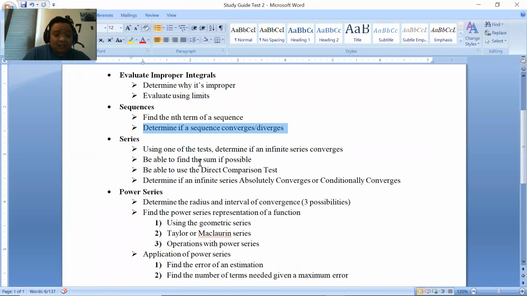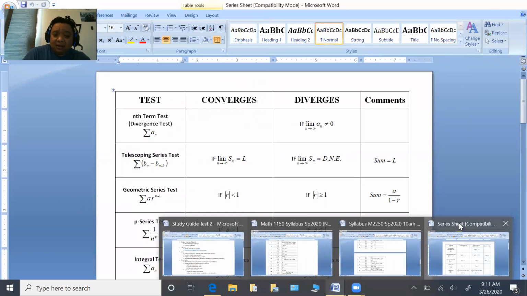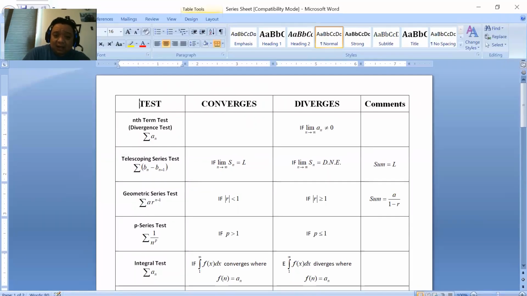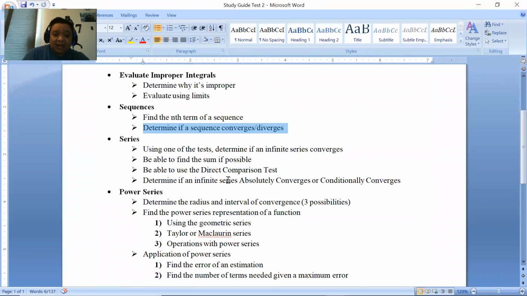Make sure you know how to find the sum. Find the sum if possible. And if you again look at the series sheet, only two of them have a sum: telescoping and geometric. Right, so those have sums on them. So make sure you know how to find the sum, and then make sure you know how to use the direct comparison test. Right.